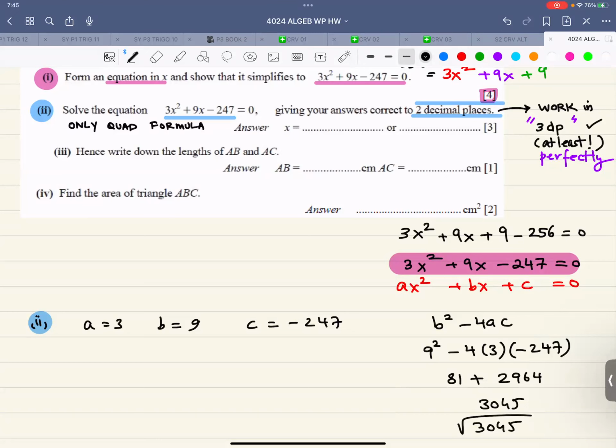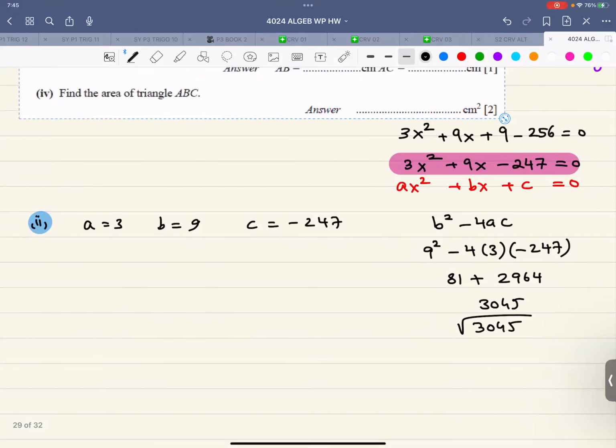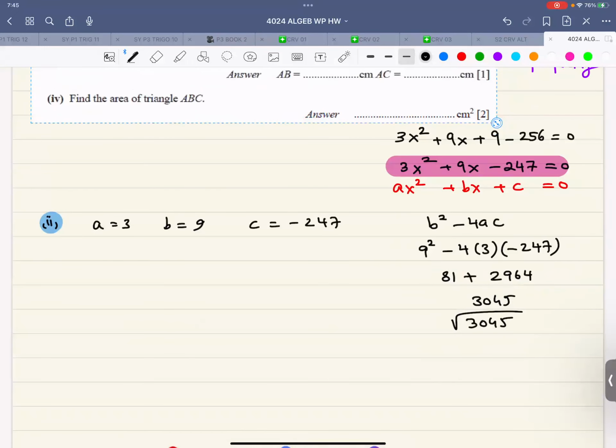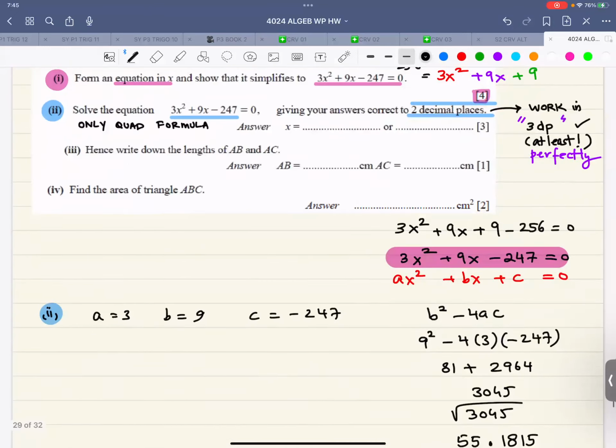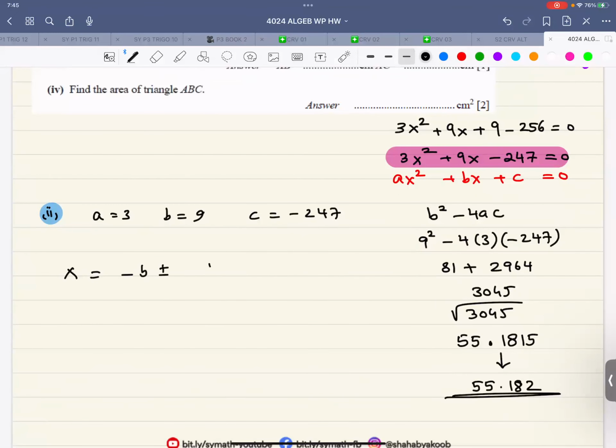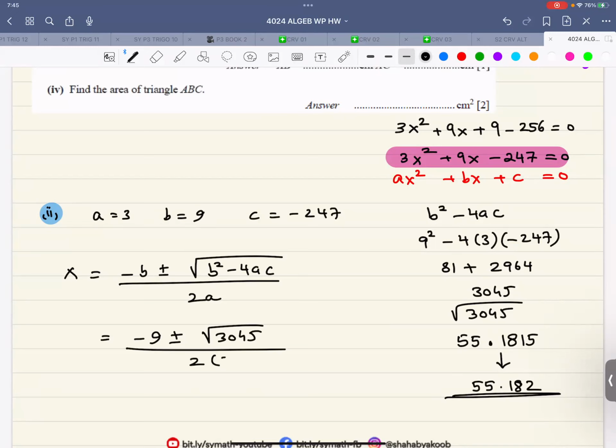I'll work in 3 dp. Let me press the square root button. That is 55 point. So this is 55.1815, which I'll round off to 55.182. This is the value I'll use. That's 3 dp. So therefore, x equals minus b plus minus square root of b squared minus 4ac, divided by 2a. That is minus 9 plus minus square root of 3045 divided by 2 times 3.